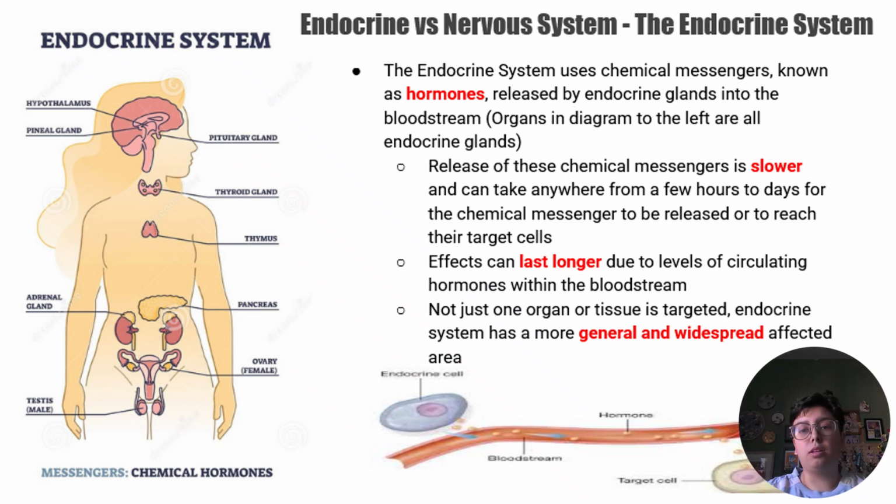In comparison, the endocrine system uses chemical messengers or hormones released by the endocrine glands into the bloodstream. The release of hormones is slower and can take a few hours to a few days for the chemical messengers to be released or reach the target cell with the appropriate receptor to bind to. But effects can last longer due to the levels of circulating hormones within the bloodstream. Hormones or chemical messengers can target more than one tissue or target organ. The endocrine system has more general and widespread affected areas, unlike the nervous system, which is more specific in its targets.